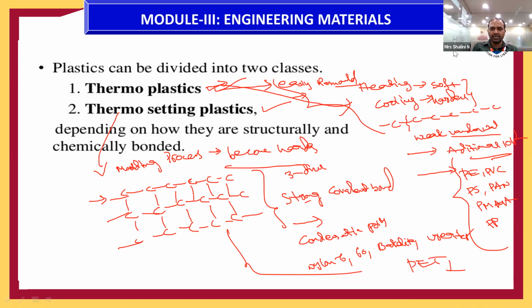So these thermoplastics undergo addition polymerization. The best examples for thermoplastics are polyethylene, polyvinyl chloride, polystyrene, polyacrylonitrile, polypropylene, polymethyl methacrylate, etc. These thermoplastics are easily remolded, and scrap can be reused. So that is about thermoplastics.